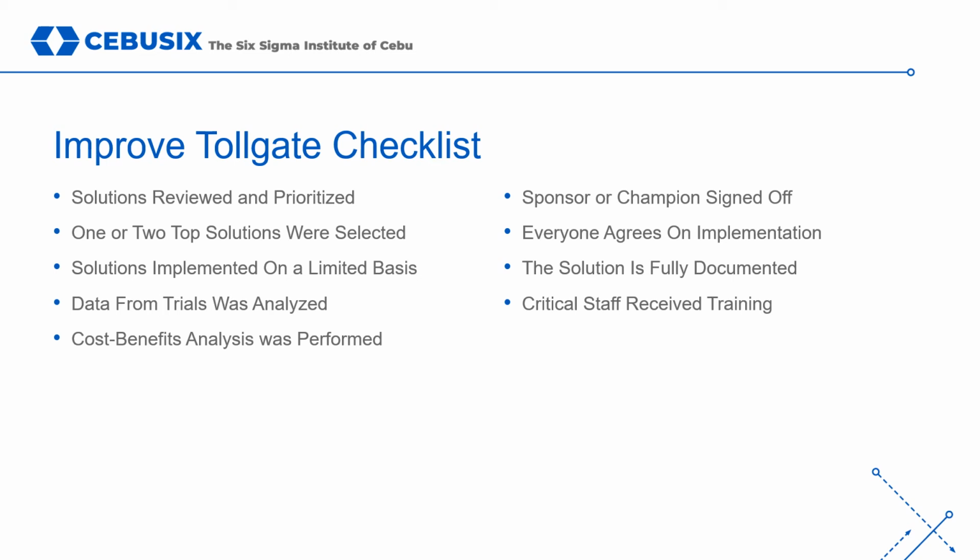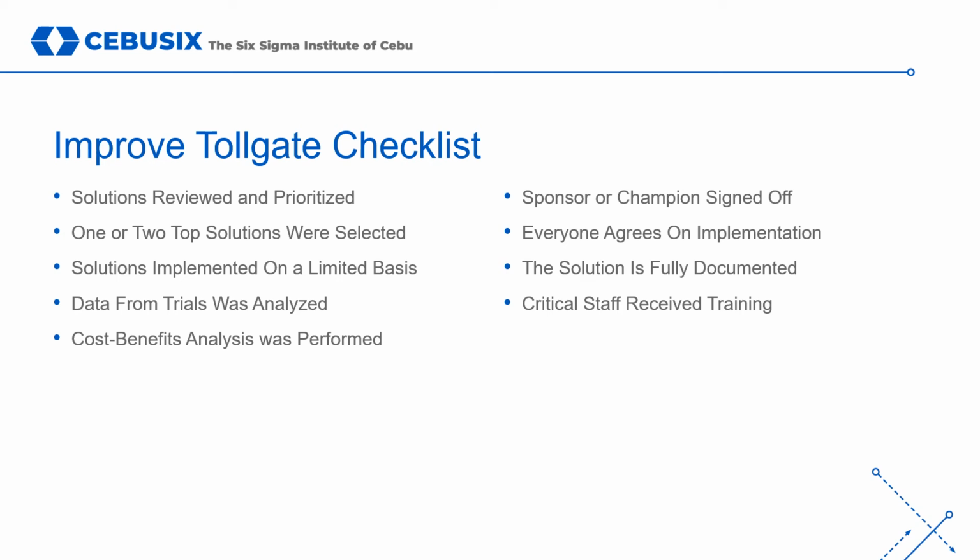Once improvements are made, teams move on to the control phase. Again, a Tollgate review is conducted between the phases. During the phase, we need to make sure that solutions were reviewed and prioritized, and that only one or two top solutions were selected for action. That we first implemented these solutions on a limited basis in order to reduce the risks associated with their implementation.